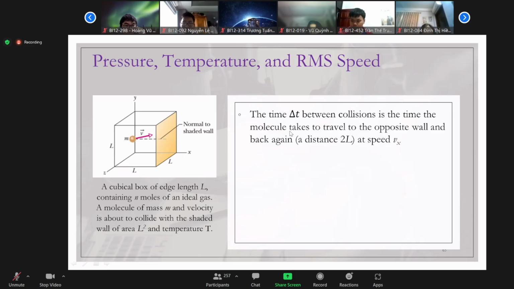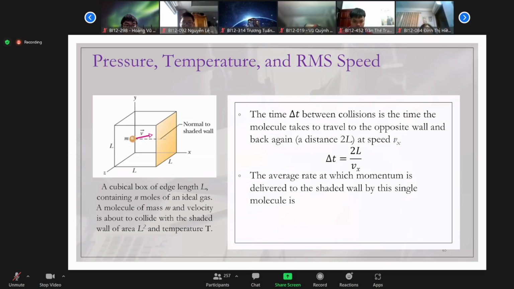And if we consider the time delta t, what do we have? We have this one. The time is actually the distance divided by the speed. Then we continue.